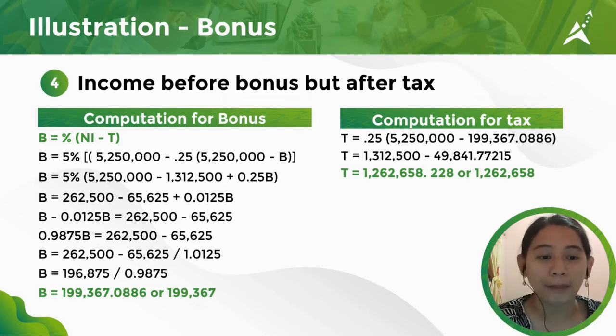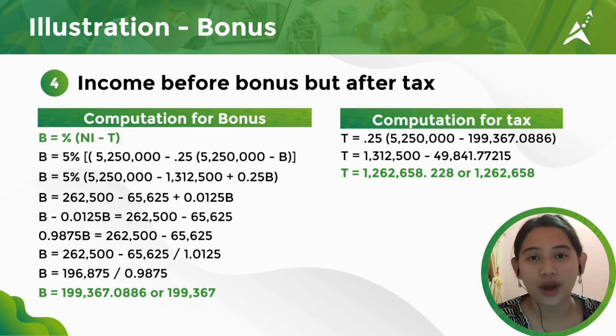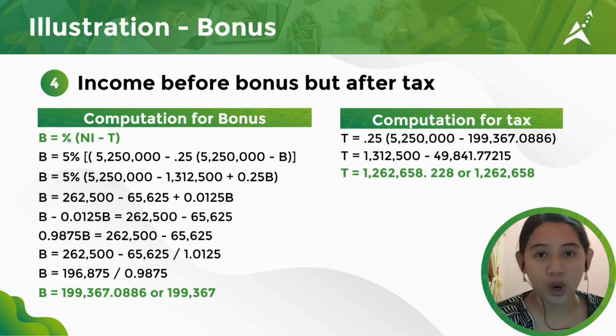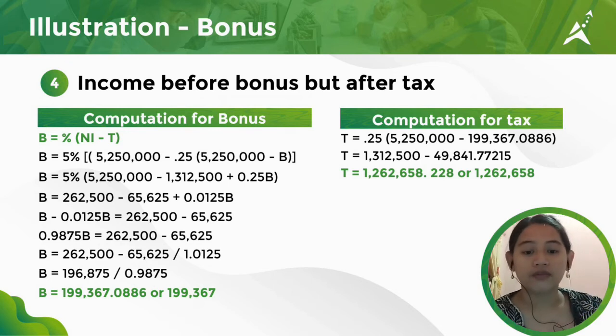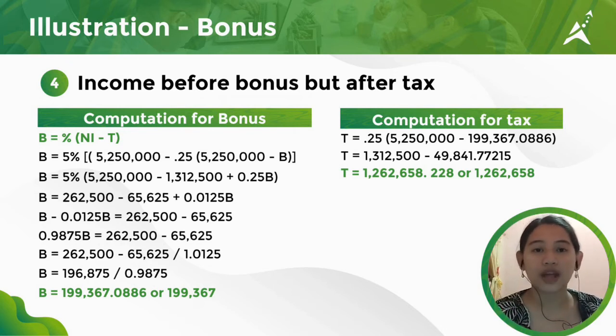Katulad lang din to ng kanina, pero hindi natin isasama sa deduction yung ating makukuhang bonus. Ngayon, B is equals to percentage of bonus times net income minus T. 5% times 5,250,000 less 0.25 or yung income tax rate nga natin times 5,250,000 minus B. Now, 5% times 5,250,000 is equals to 262,500 minus 1,312,500 times 5% is equals to 65,625 plus 0.25 times 5% is equals to 0.0125B.